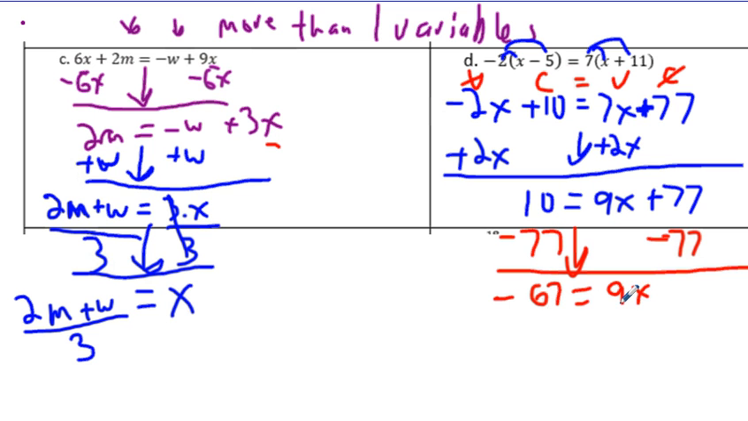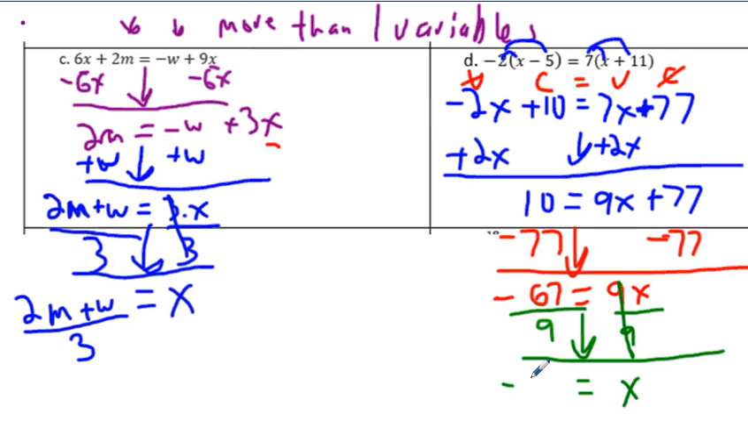So now that we have nothing but variables on one side, constant terms on the other, now we're ready to divide. That's the last step here. And so 9 is being multiplied by x, so we're going to divide by 9. Divide both sides by 9. Division property of equality. These cancel each other. x is equal to negative 67 over 9.